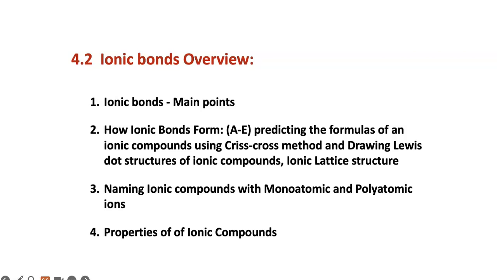We are on 4.2 Ionic Bonds, and this is the overview of the 4 topics we are going to discuss broadly. First, I'm going to talk about the main points of Ionic Bonds, and then in part 2, I will discuss, from A to E, predicting formulas of ionic compounds using the criss-cross method, drawing Lewis dot structures of ionic compounds for monoatomic ions, and then drawing what their lattice structures look like. I will use 3 examples of compounds to do this.